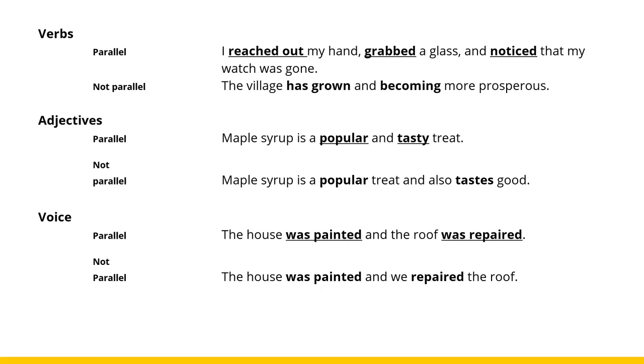For the passive voice, it actually goes the same. The house was painted, the roof was repaired. That is a parallel sentence, and a non-parallel sentence would sound like this: the house was painted and we repaired the roof. As you see, was painted is in the passive voice, and repaired is just the past simple tense. So when you are writing your essay, you have to be very careful with your parallel structure, and double check and revise your essay carefully.